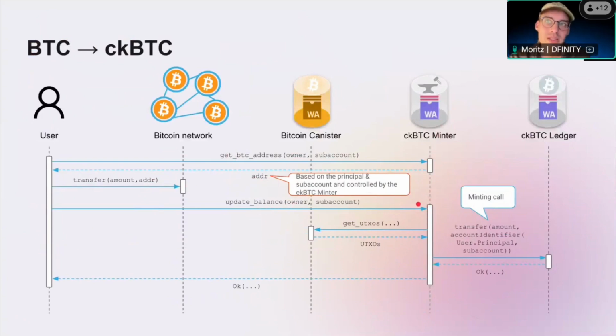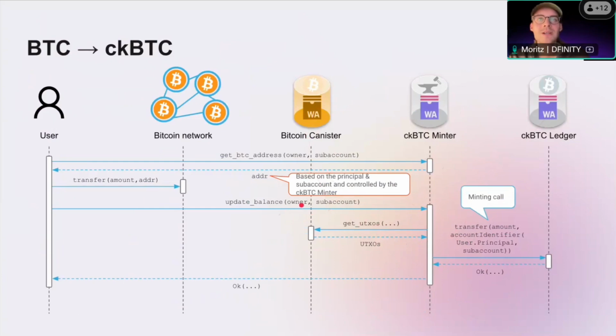This is basically informing the ckBTC minter about the fact that our funds arrived and that it can now double check that the funds are there. And then, if so, mint us the corresponding amount of ckBTC on the ckBTC ledger on the Internet Computer. So what the ckBTC minter does upon you calling this update balance endpoint is that it calls the Bitcoin canister's get UTXO method. So it checks for this address that is derived from your principal.